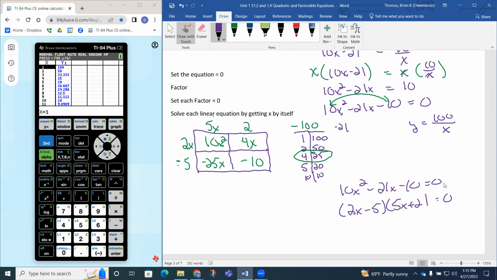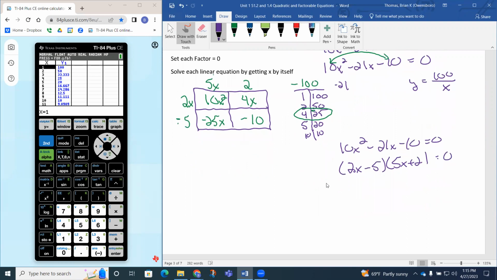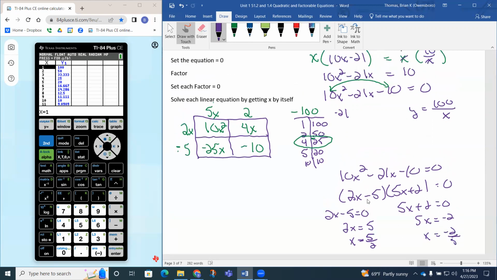Now that it's factored, we set each factor equal to 0. So we're going to have 2x minus 5 equals 0, and 5x plus 2 equals 0. We're going to solve each one of these linear equations by getting x by itself. Notice how the constant is just going to move to the other side of the equation. That's just going to be 2x equals 5. Then this coefficient is going to slide underneath and make x equals 5 over 2, since you're dividing both sides by 2. On this one, you're going to move the 2 over to the other side, and it's going to become a negative 2. 5x equals negative 2. Then this 5 is going to slide underneath and make negative 2 over 5. So my two answers are 5/2 and negative 2/5.